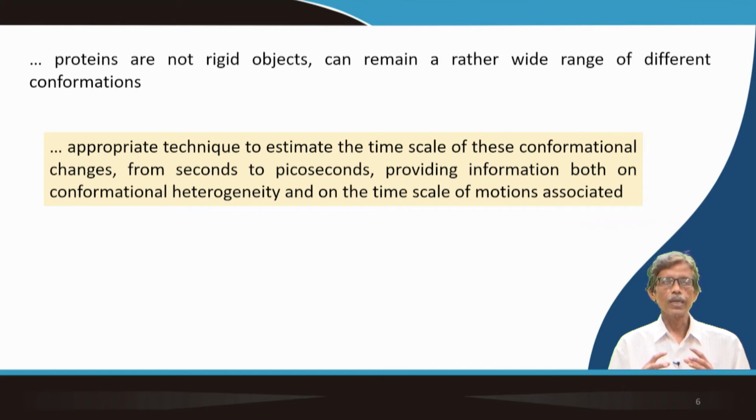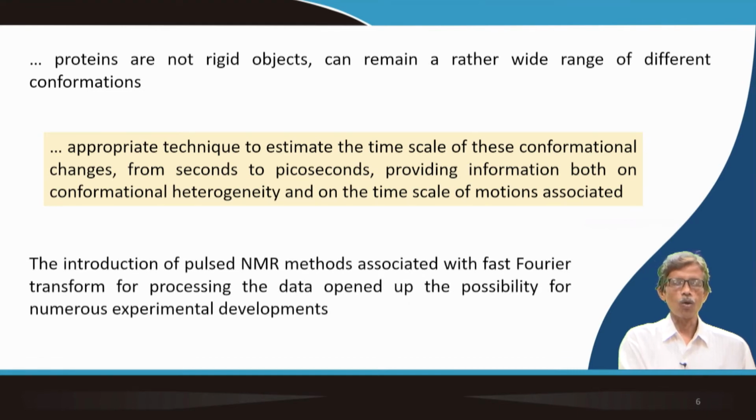And the conformational heterogeneity is not a very uniform thing, but it can have a heterogeneous structure on the time scale of the motions which are associated with it. So, we can have this information as well.